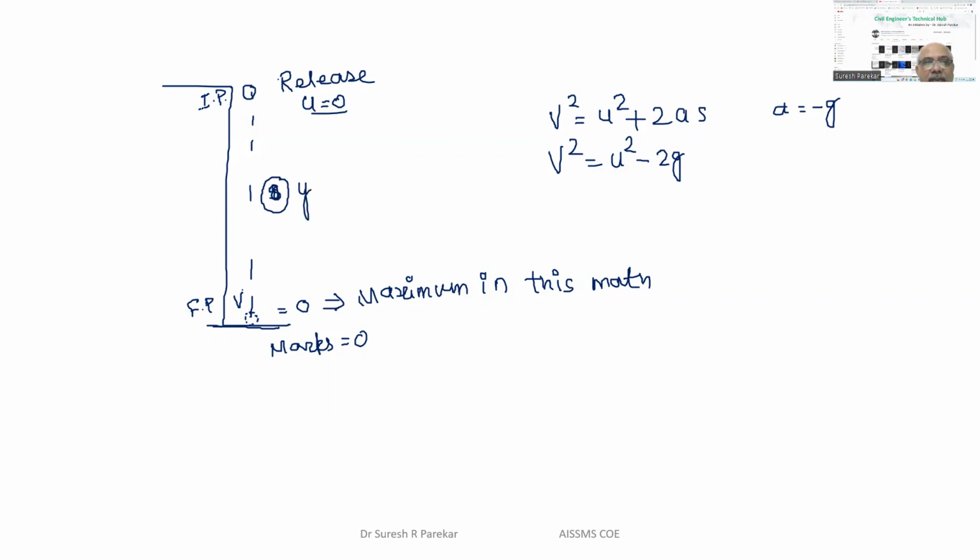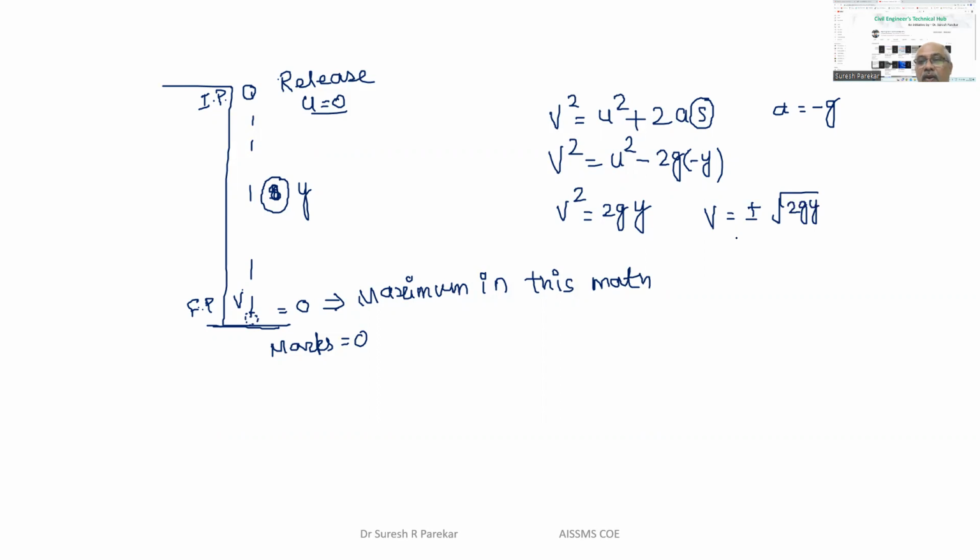Now, the initial position is upward. The final position is below the initial. What will be the displacement? This S is displacement. And will the displacement be plus or minus? Yes, it is minus, and therefore I have this also minus. Then I will get v square equal to 2gy. Now we get v equal to plus or minus square root of 2gy, and we should be very careful.